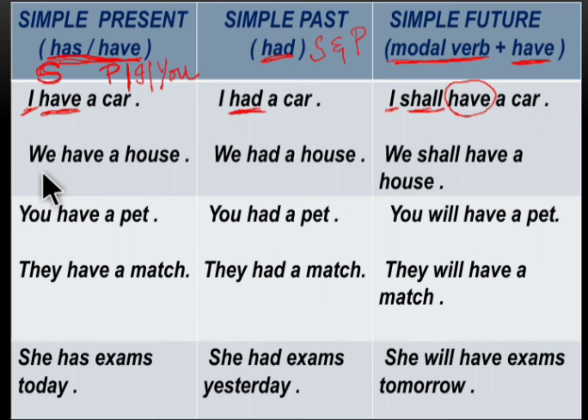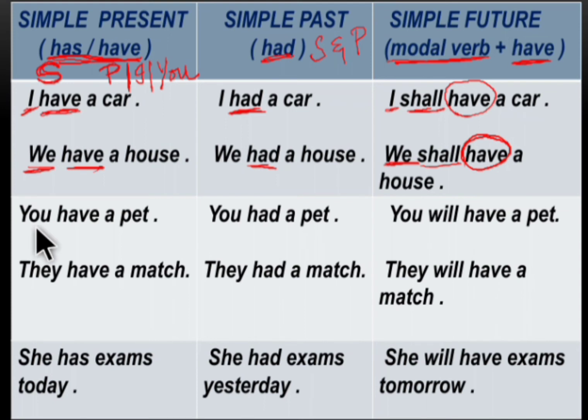The next example, we have a house. Here we is also considered to be a plural noun, and so we use have. We had a house in the past tense, and we shall have a house. This is future tense. We is first person plural pronoun, so we use shall, and have states the possession.